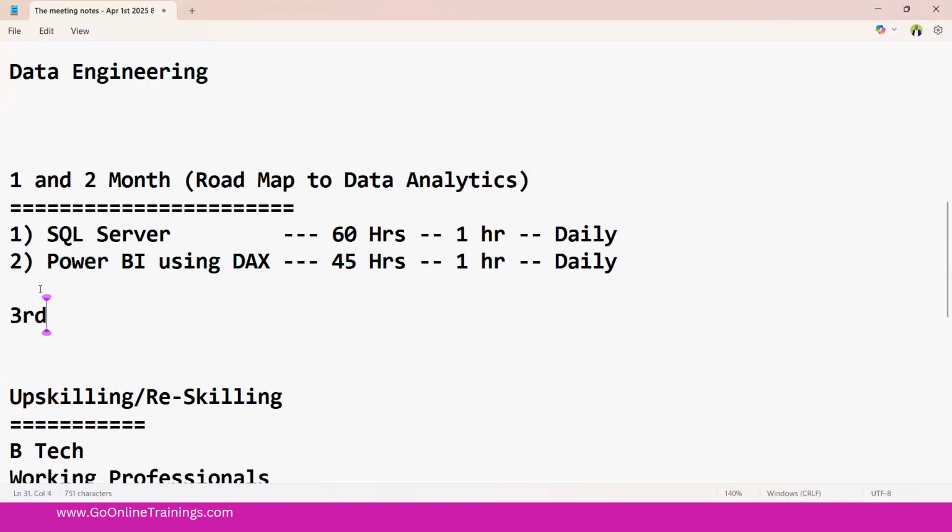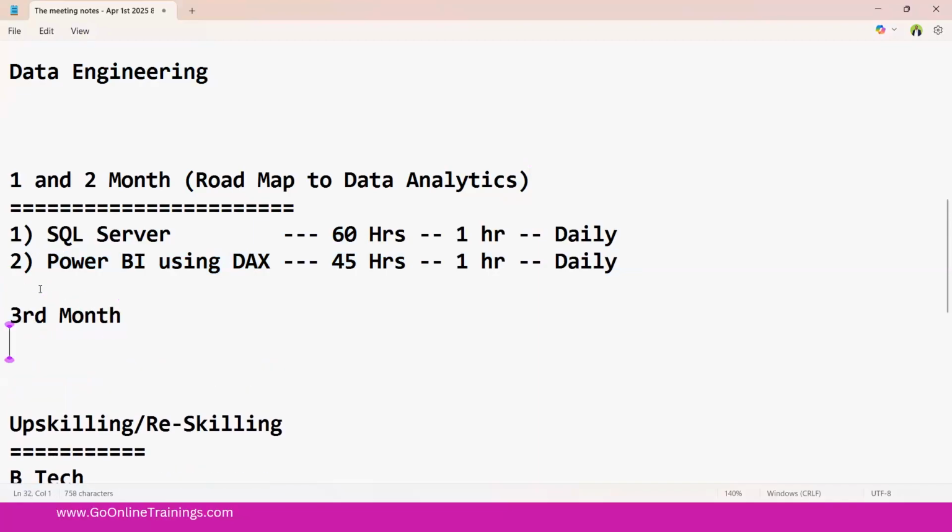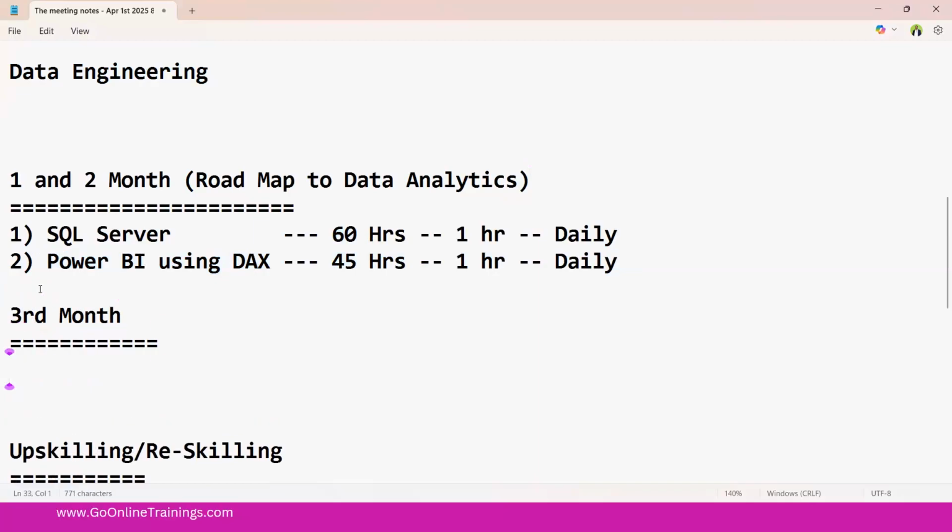So third month, you are going to be learning one more course, that is called SSIS. This is what is called an ETL tool. What is the ETL and everything? Tomorrow we'll discuss. Okay. So this will be for 25 days of class. 25 days means it is a 1 hour class.